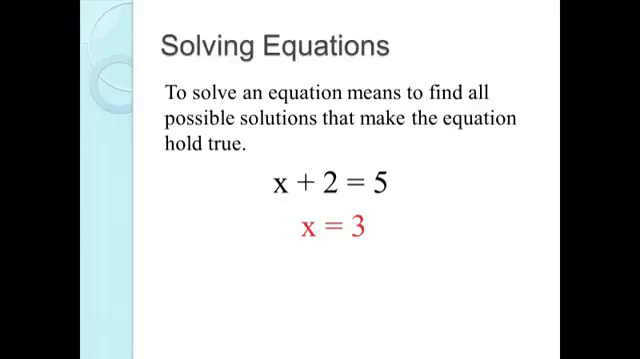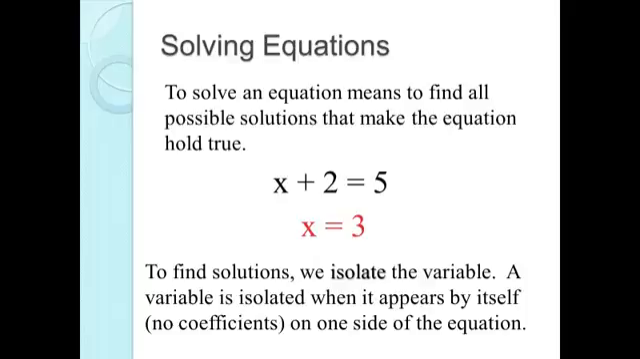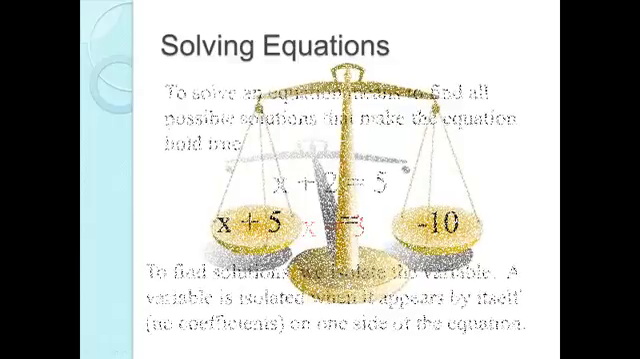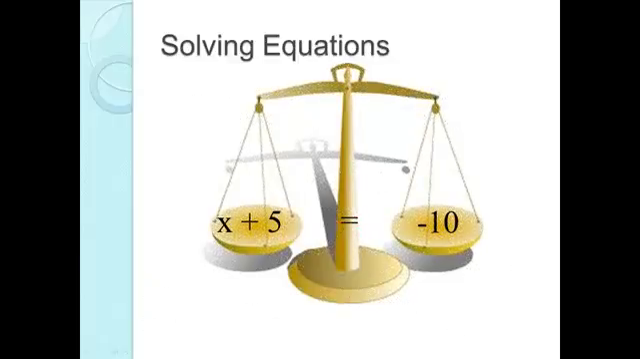In order to find all solutions to an equation, we must isolate the variable. A variable is isolated when it appears by itself on one side of the equation. Notice in the equation given, before we solved it, x was being added to 2. But when you solve the equation, x was isolated on one side of the equation. In later equations, we are not going to be able to look at them to solve them. We must then come up with steps that we can use to solve equations.